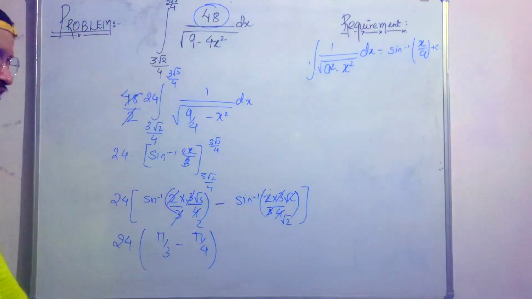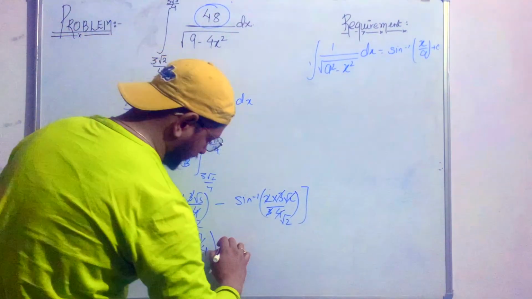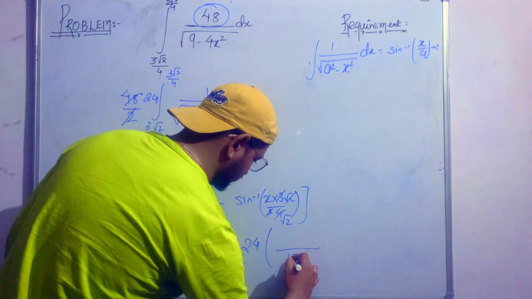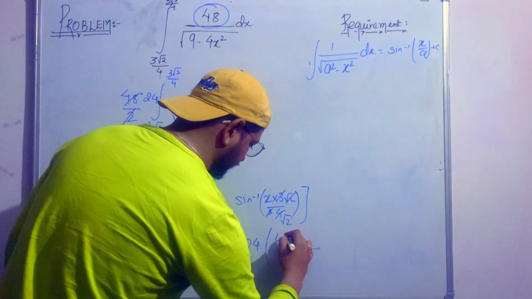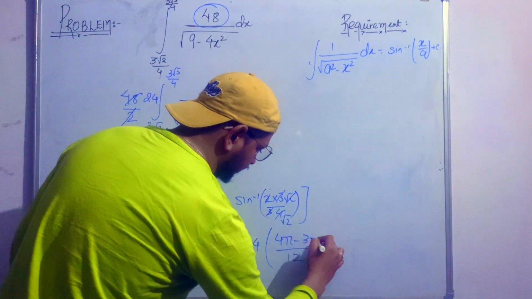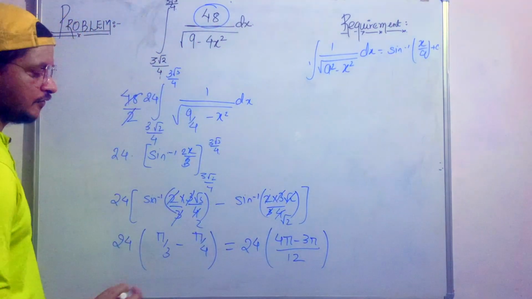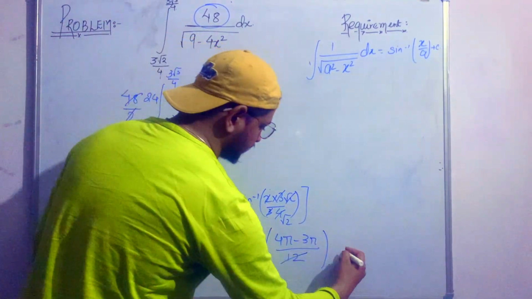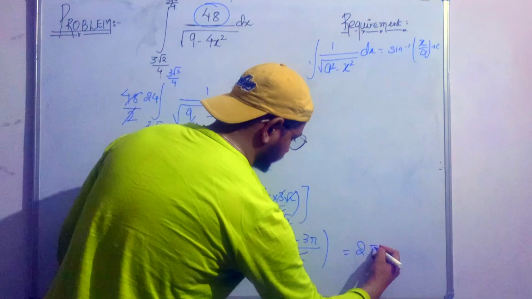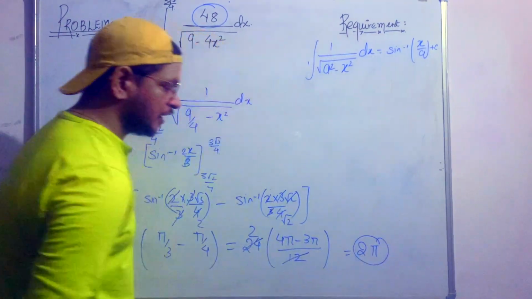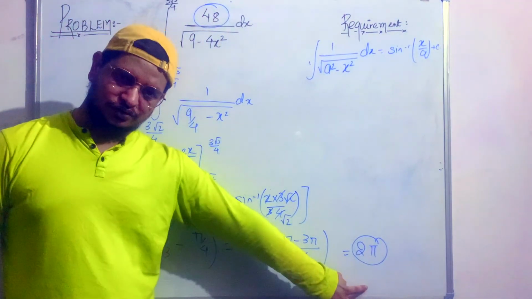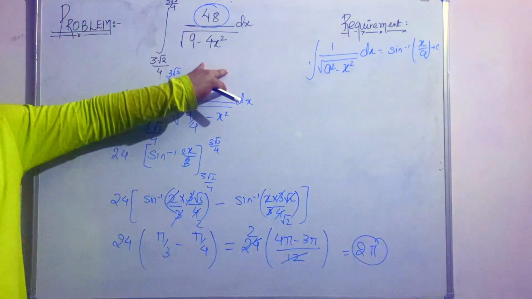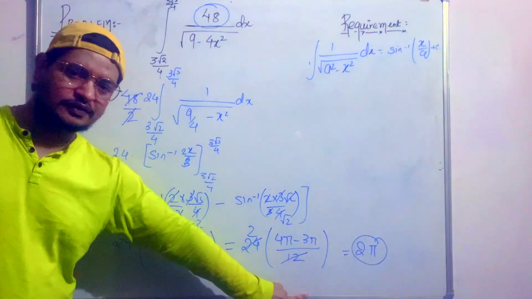Now let's expand this one and you will get the value as 24 multiplied with, 4 3s are 12, here you will write 4 pi, here you will write 3 pi, and then we can cancel this value. 12 2s are 24. This one will become 2 times pi. And that's the answer that you will get. Understood? So this is the basic formula that we are using, and this is the question that we can solve with the help of this concept.